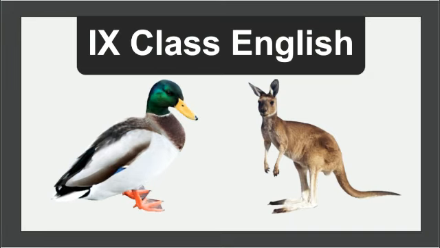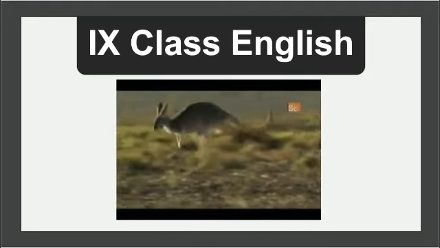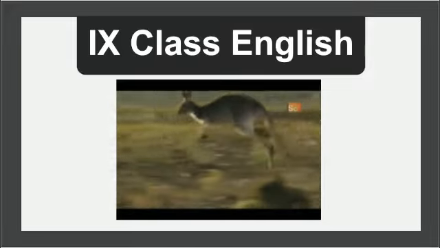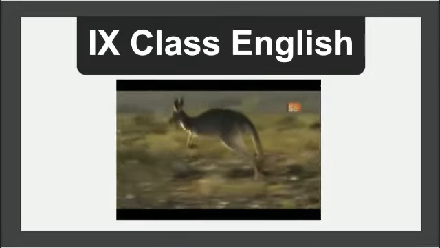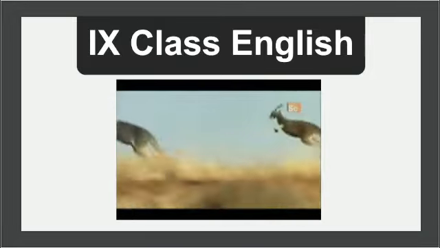Right? Now let us get into the poem, and before that, I would like to say some more points about the kangaroo, and I would like to show you a small video. In this video, we can see the leaping of the kangaroo. The kangaroo can leap 9 meters in a single bound and travel more than 30 miles, that is 48 kilometers, per hour. They use their strong tails for balancing while jumping.